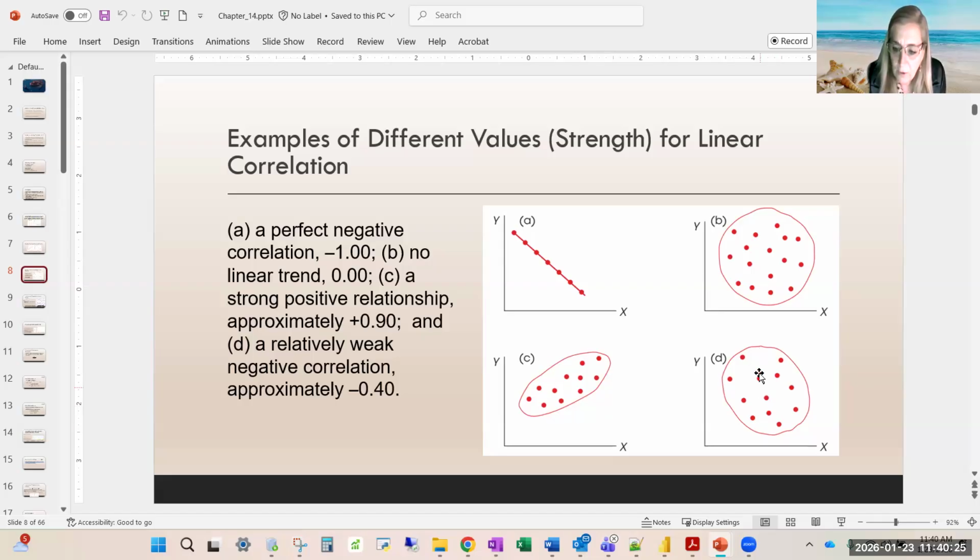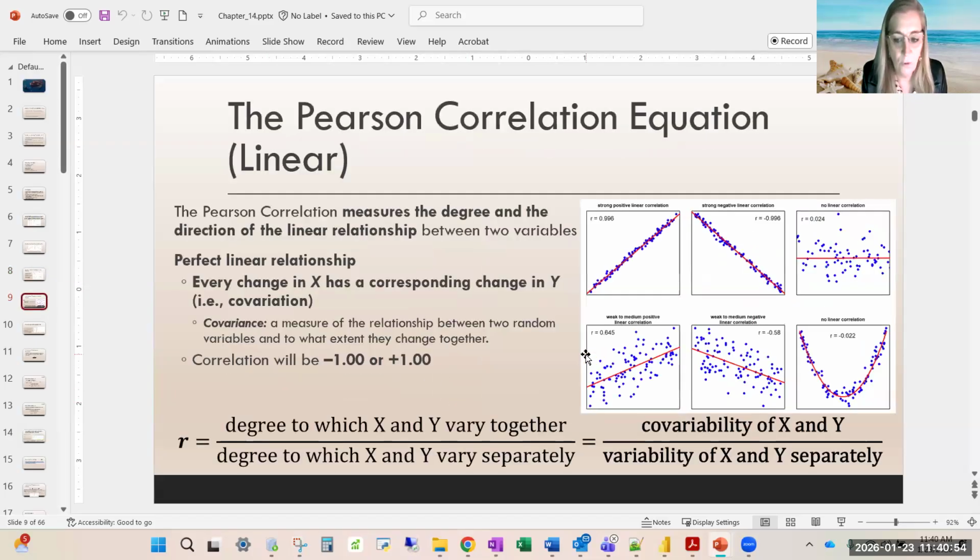All right, and here you can see in chart D, the scores are sort of hanging with each other, but not too well. And so that would be like a weak correlation. And you would probably assign a negative 0.4 to that because you can sort of see that there might be a direction occurring here. It's very difficult to tell. So it's a weak relationship. They're too spread apart.